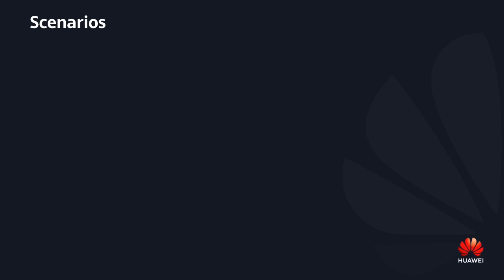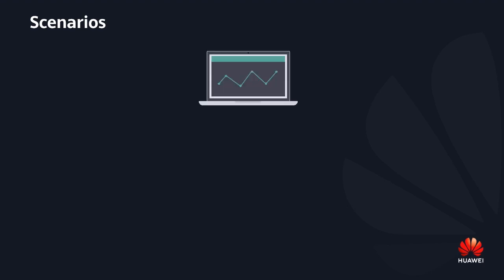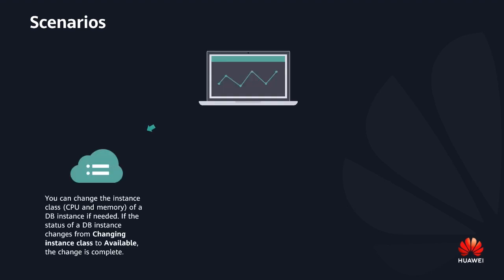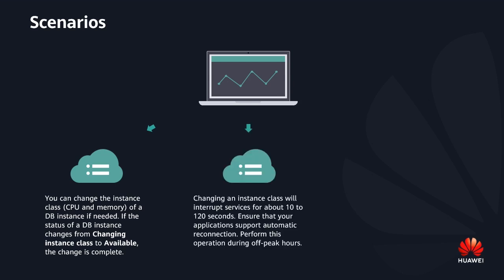With RDS, you can easily change the CPU and memory of a DB instance on the console. You can change the instance class to meet your needs. RDS allows you to upgrade or downgrade your instance class. The change is complete when the status of a DB instance changes from changing instance class to available.